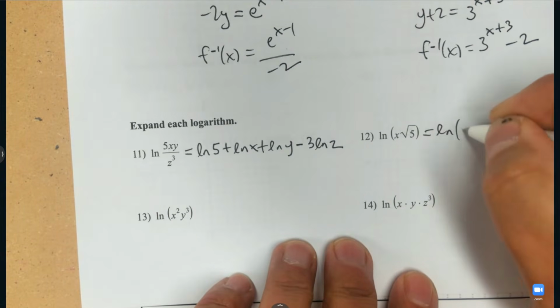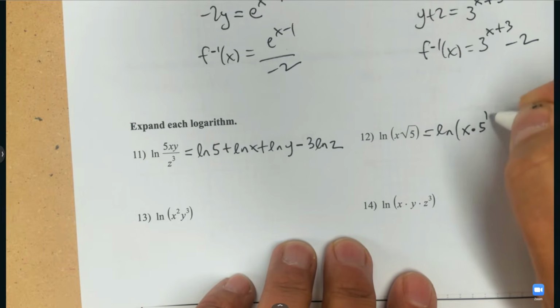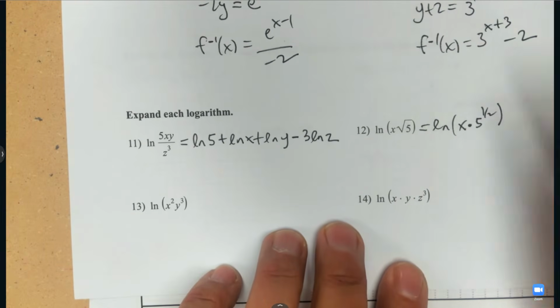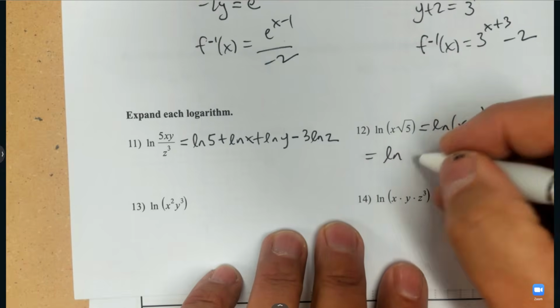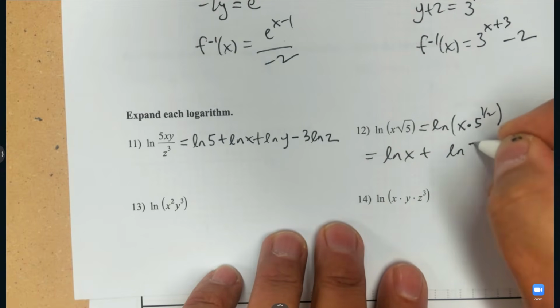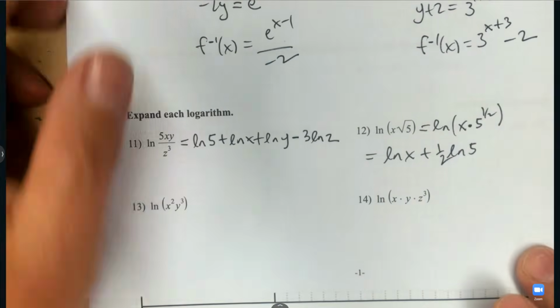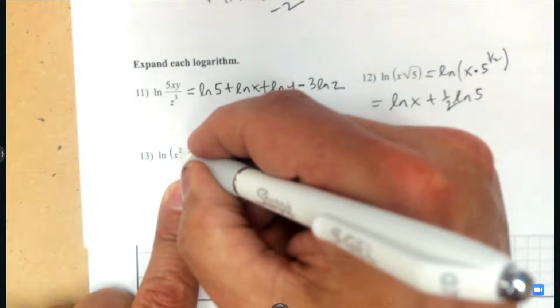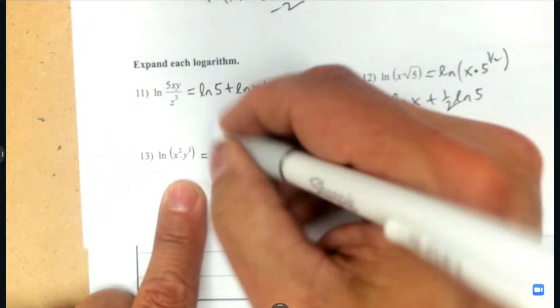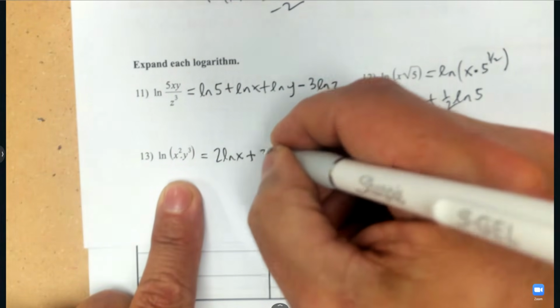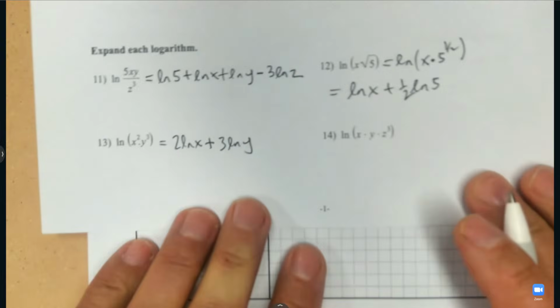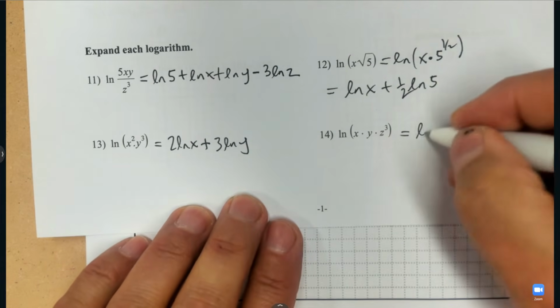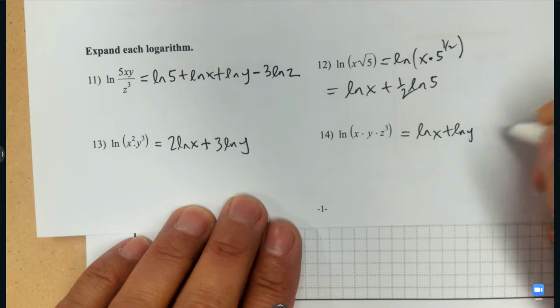I'm going to rewrite this as 5 to the exponent 1/2 so you can see it. So to expand it, it would be ln x plus ln 5, and then the exponent 1/2 would go in front. Here we have multiplying, so we're adding, and then the exponent goes in front. Here again we have multiplying, so we're adding, and the exponent goes in front.